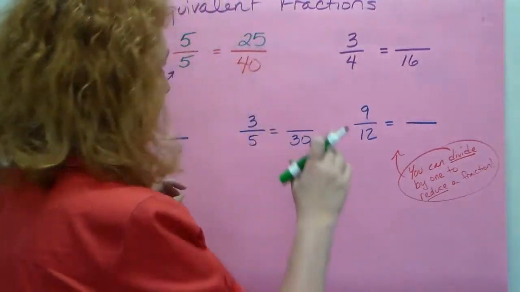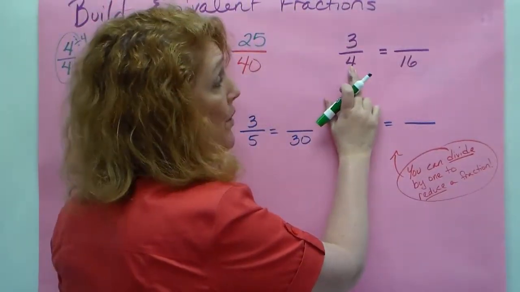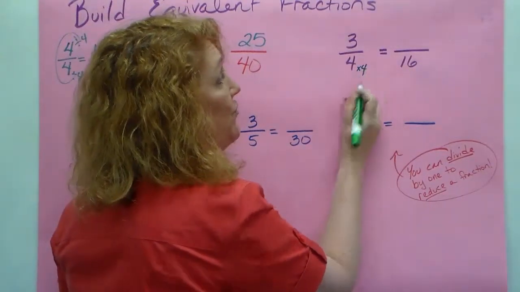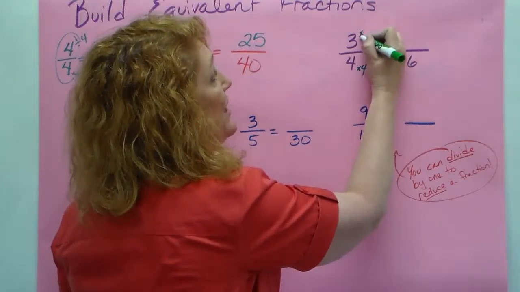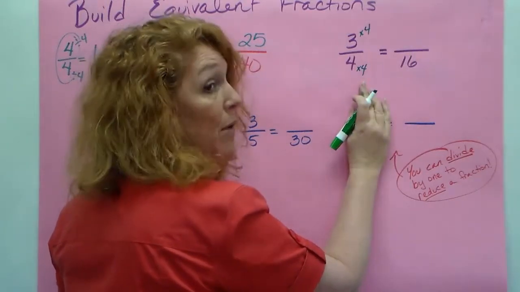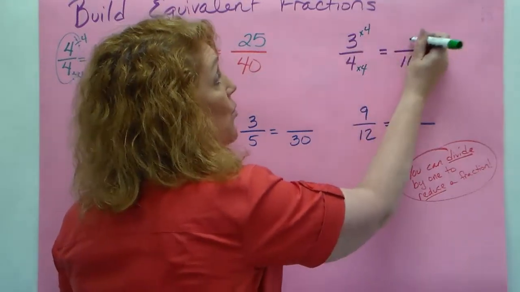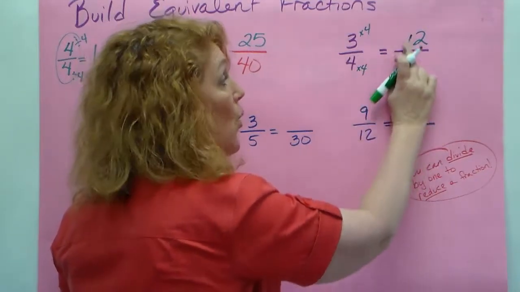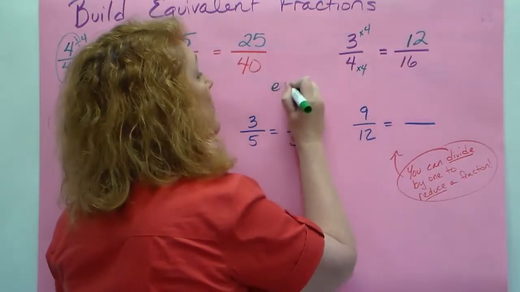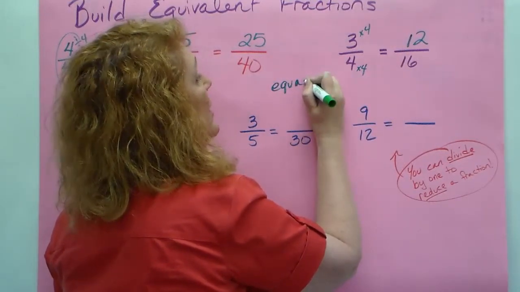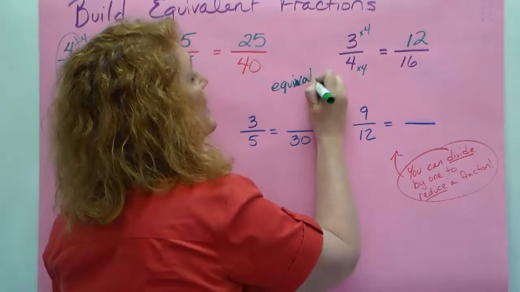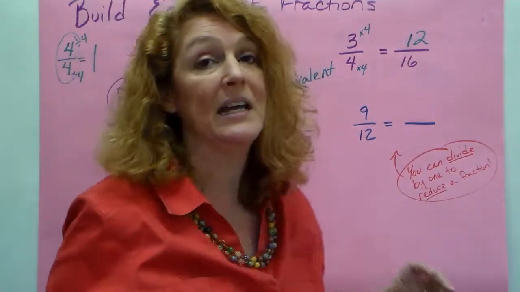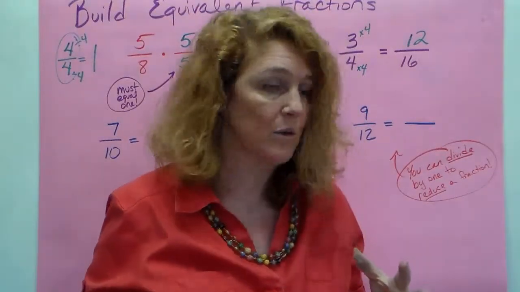Let's try another one. I want to get 3/4 into 16ths. Well, I know that 4 times 4 is 16. If I do that to the bottom, I have to do it to the top too. 3 times 4 is 12. So I know that 3/4 equals 12/16. These are equivalent fractions. Equivalent. And it's got that word equal as its beginning because they both mean that they're equal. Okay?